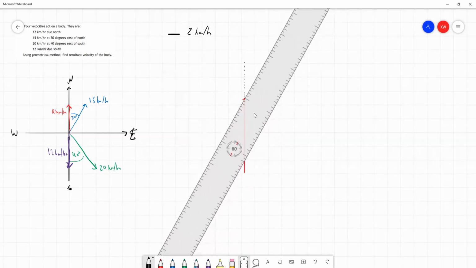So I line up my interval with the edge of the red vector, and I need to draw a line which is 15 kilometers per hour in size. Well, if each interval is 2, that means I need 7.5 intervals. So I'll do 1, 2, 3, 4, 5, 6, 7 and a half. So that represents 15 kilometers per hour.